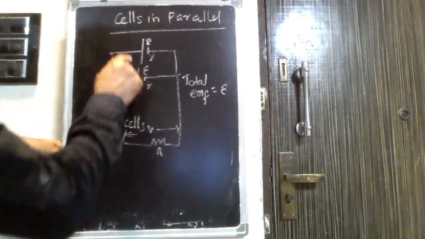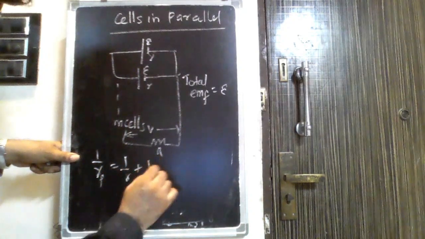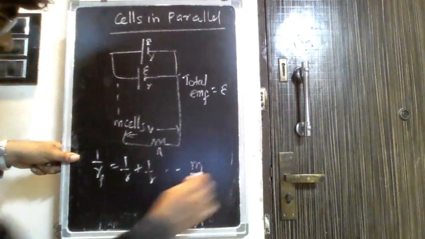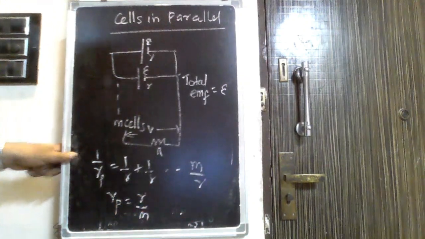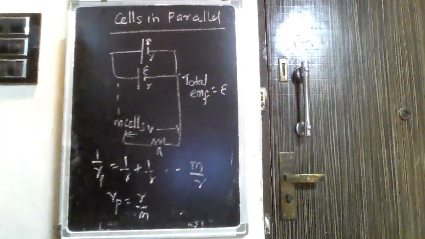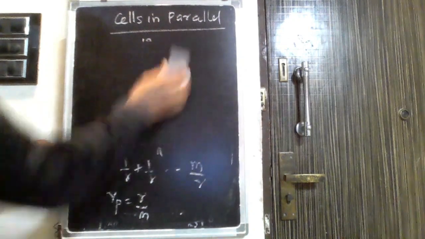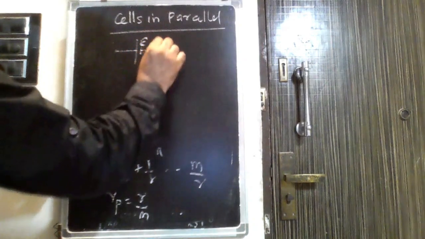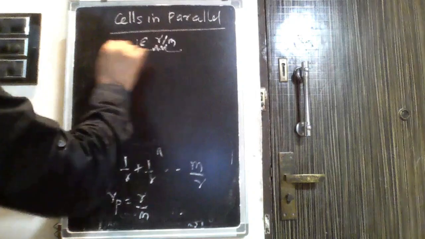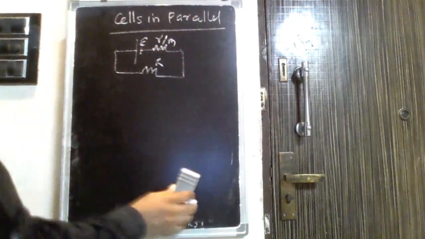Here small r is in parallel. So small r in parallel will be 1 by r plus 1 by r up to m terms, so the parallel internal resistance will be r by m. So each battery has got EMF E, and the total EMF is E, and total resistance is r by m. So I can just change this circuit and write it like this. I've got a battery of E and internal resistance of r by m in series with a resistor R. So this is my circuit which is finally equivalent.